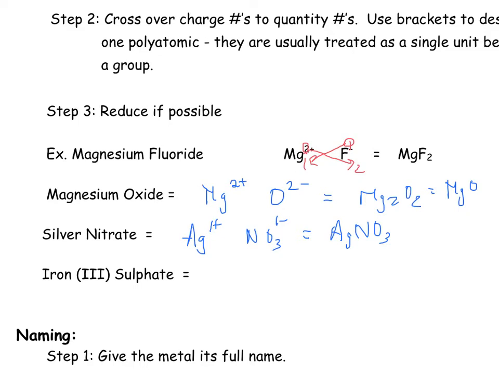The last example shows us a stock system name. The 3 in Roman numerals in brackets in the middle of the name tells us what charge to use on the iron. Some transition metals have multiple charges. For example, iron can exist as a 2 plus or a 3 plus. The Roman numerals tell us to use 3. If you don't know based on the question what charge to use, use the most common charge. It's listed first on our classroom periodic table.